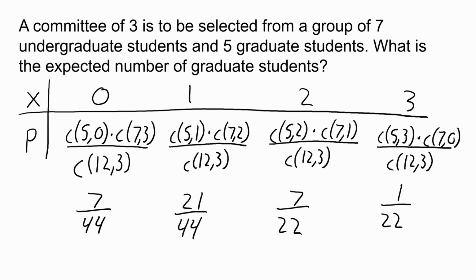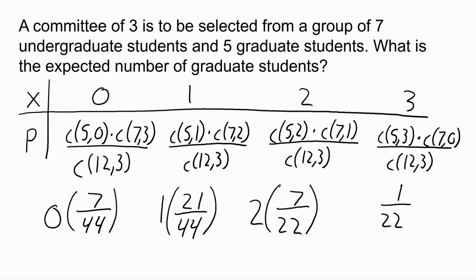And then to calculate our expected value, we'll multiply each outcome times its probability. So 0 times 7/44, 1 times 21/44, 2 times 7/22, and 3 times 1/22. And we'll add all of those together. And what that's going to give us is 1.25. And so what that tells us is that if this committee were chosen an infinite number of times, the average number of graduate students on the committee would be 1.25.